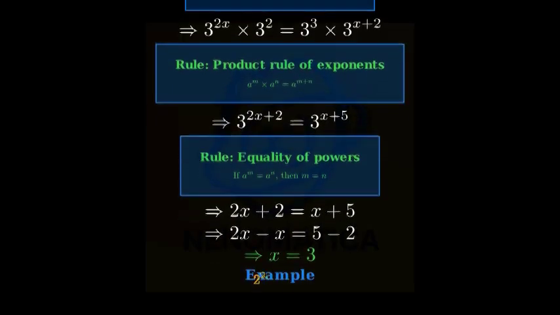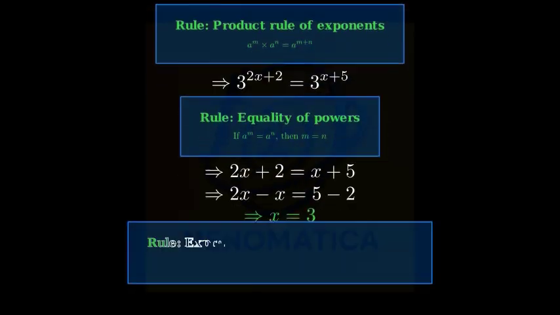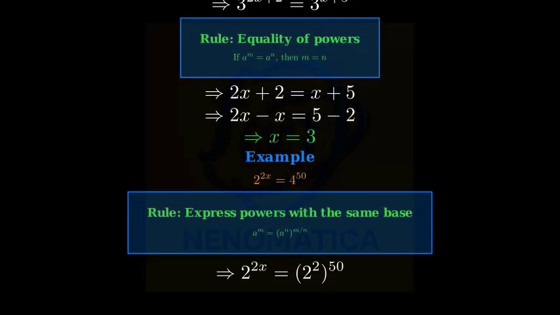Let's look at another example. This one is in Persian, but we'll solve it in English. The equation is 2 to the power of 2x equals 4 to the power of 50. For this equation, we need to rewrite 4 to the power of 50 using a base of 2.